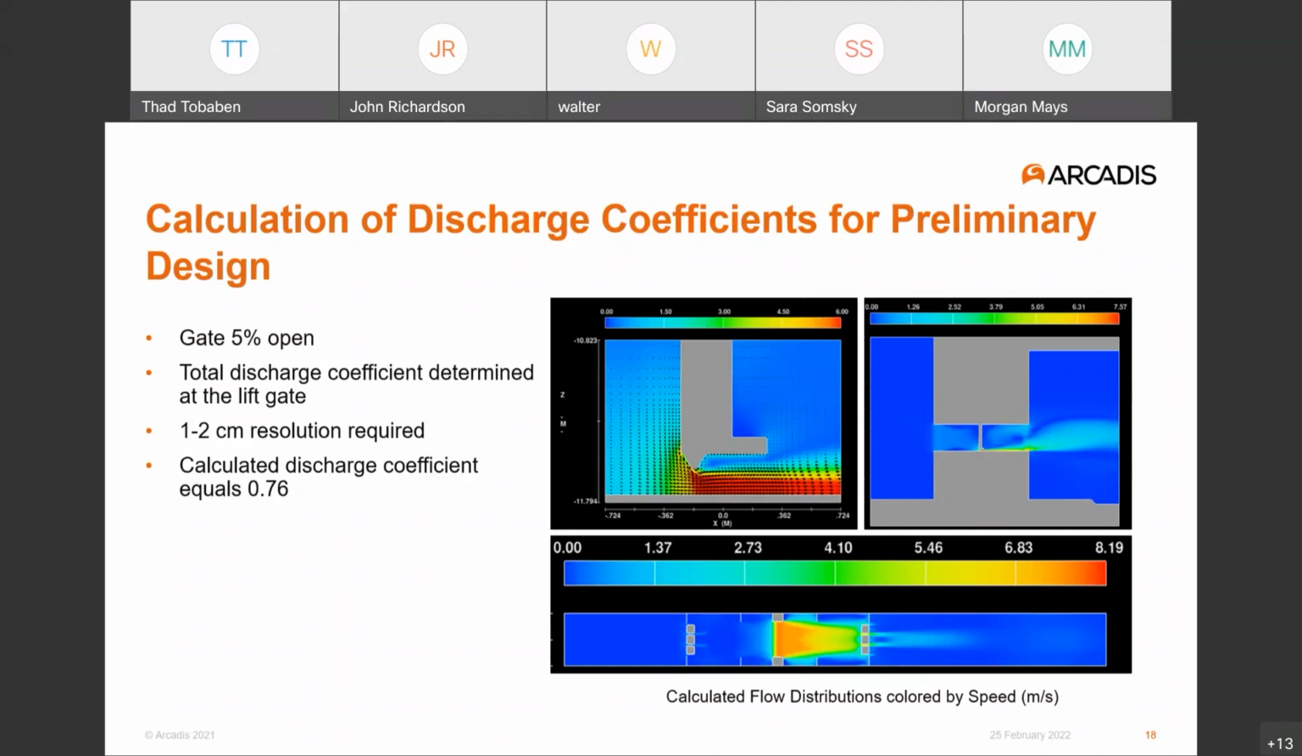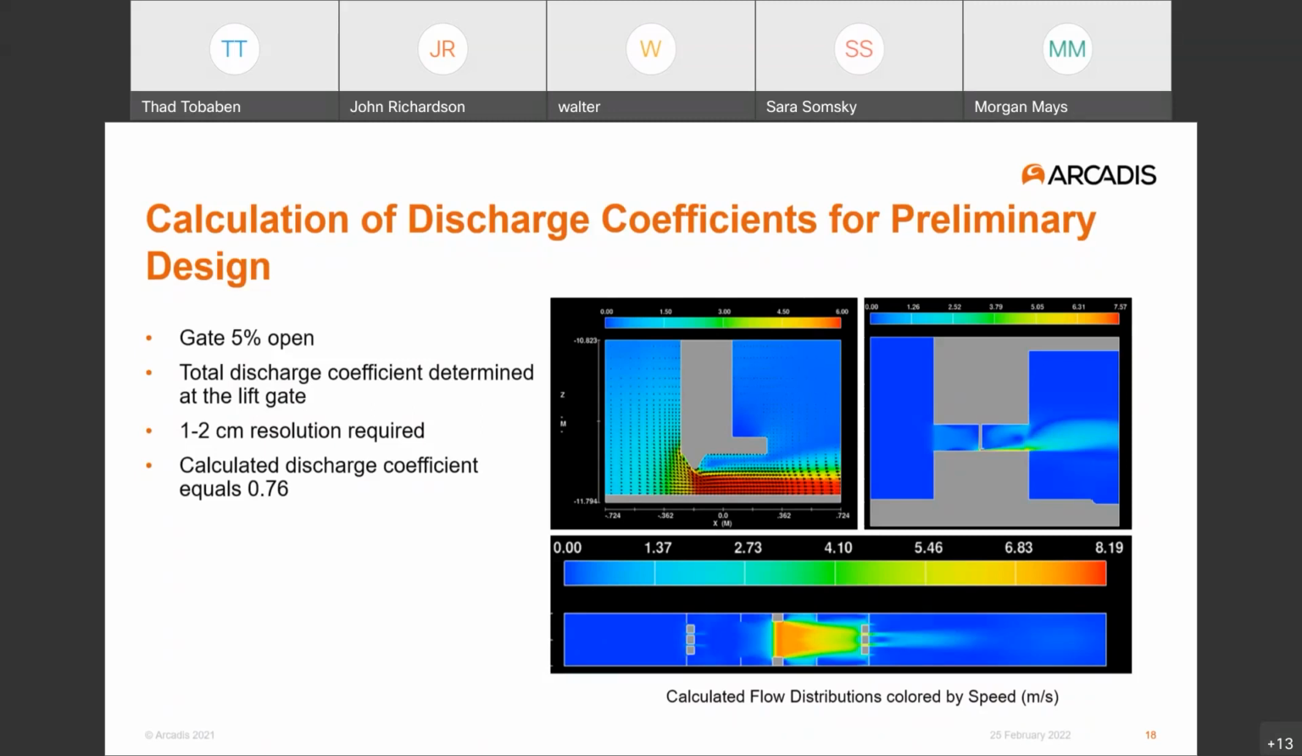Speaking to the images from the CFD calculation, all of the images are colored by flow speed. The units for the flow speed are meters per second, and the color bars tell us something about what the flow speeds are. So starting with the figure at the upper left, that's showing the flow beneath the gate in a 5% open condition. Flow speeds that are greater than 6 meters per second are colored red, and in fact the maximum flow speed beneath the gate in these calculations is about 8 meters per second.